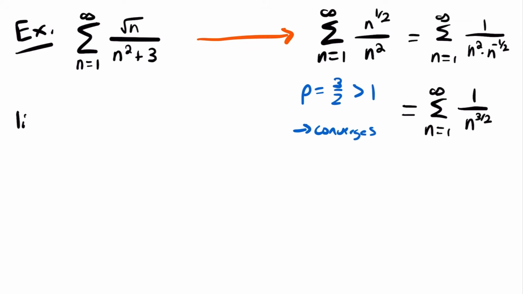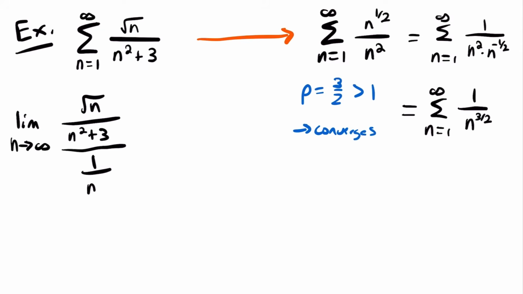And so we will have the limit as n approaches infinity of the square root of n divided by n squared plus 3, divided by 1 divided by n to the 3/2 power. Okay, but once again, remember that dividing by a fraction is the same as multiplying by the reciprocal of that fraction. And so let's just rewrite this limit.